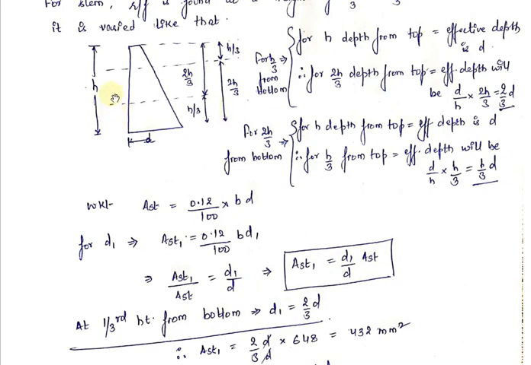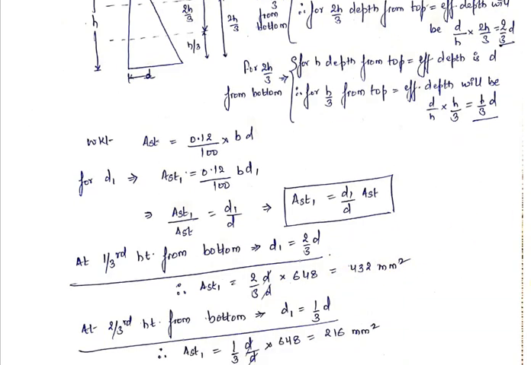Now, if I want to calculate the area of steel in zone 2, zone 2 is at a height of h by 3 from the bottom. So h by 3 from the bottom, the value of d1 is 2 by 3 d. So just put 2 by 3 d, original is d, into original 648. So the area of reinforcement in the second zone will be 432 mm².